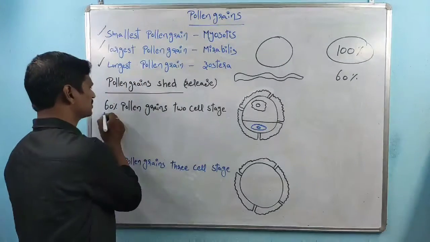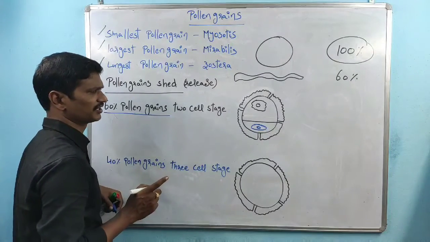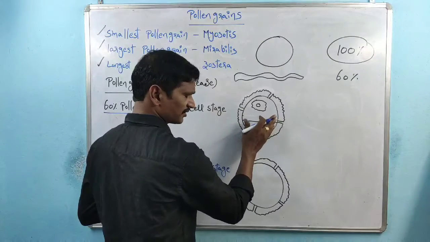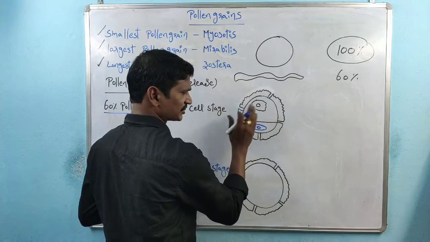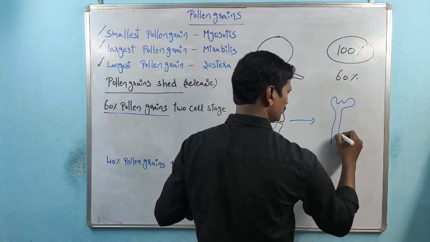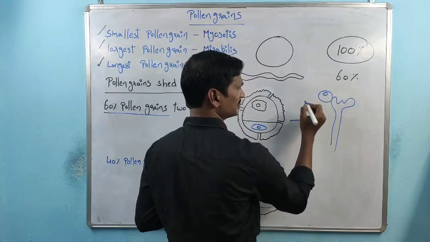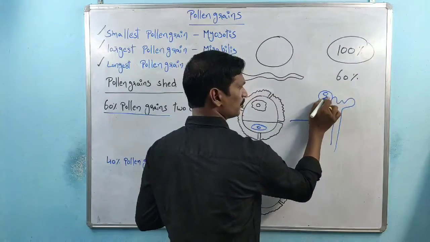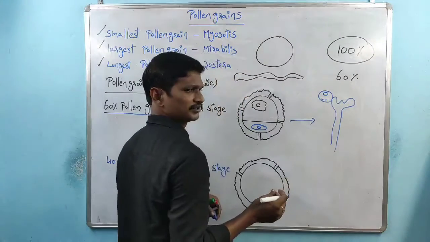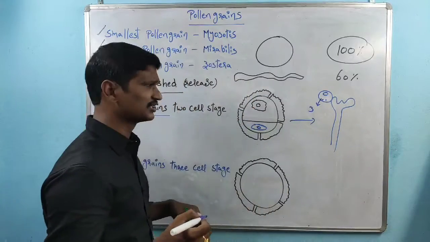See, what I'm telling: 60% of the pollen grains are released in two cell stages. The majority of the pollen grains are released in this condition, which reaches the stigma. Once these fall on the stigma, see, this is the large nucleus and this is the small nucleus. The small nucleus is divided and produces the male gametes. This condition is three cell stage.